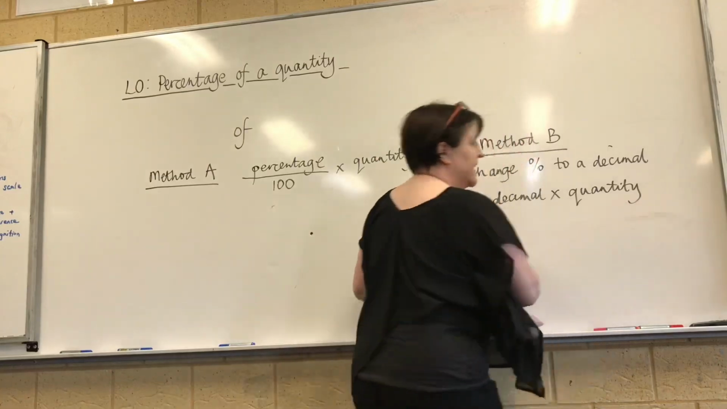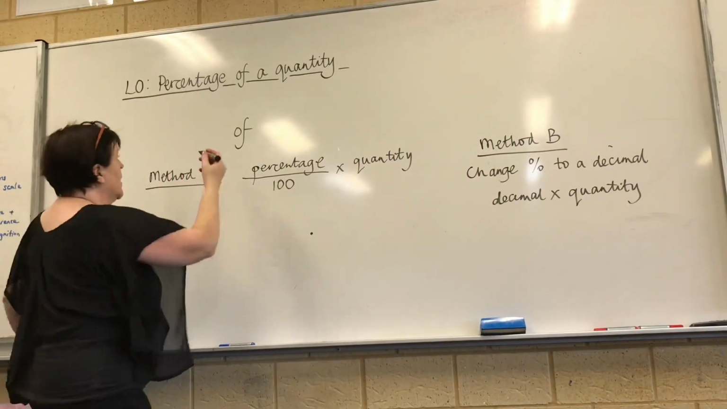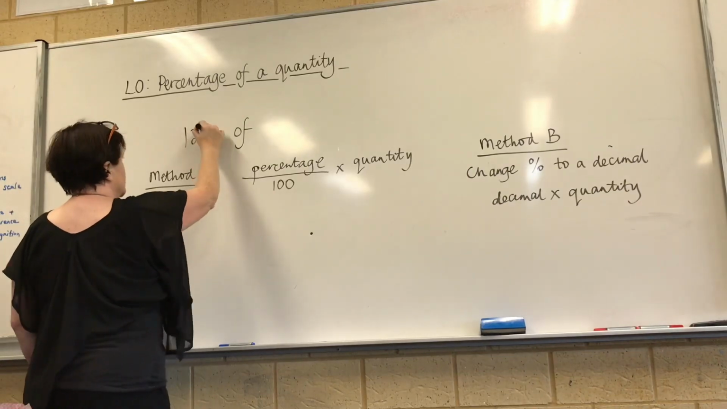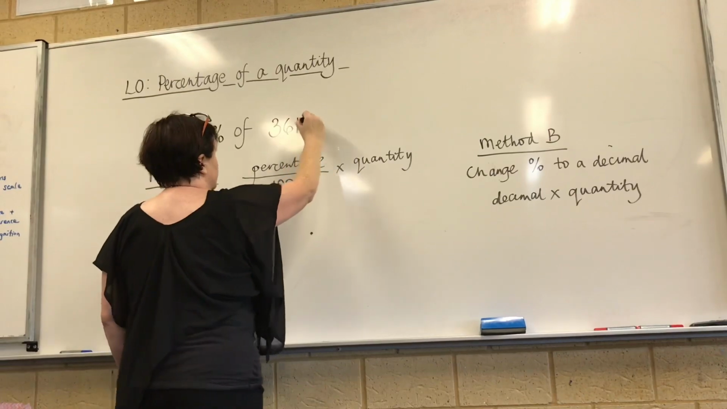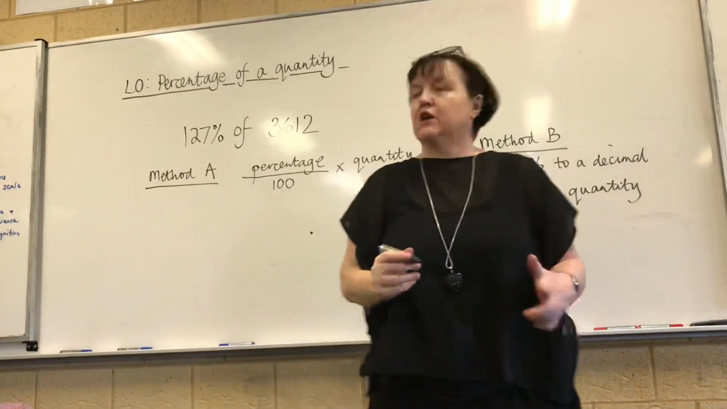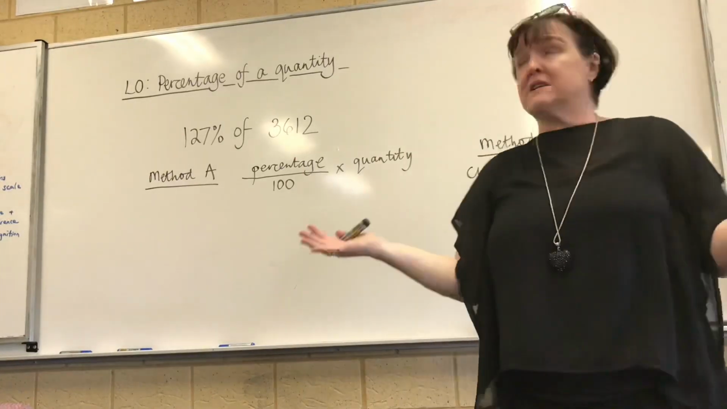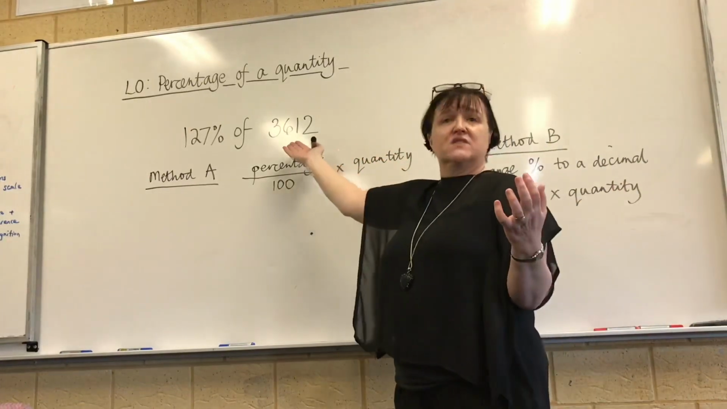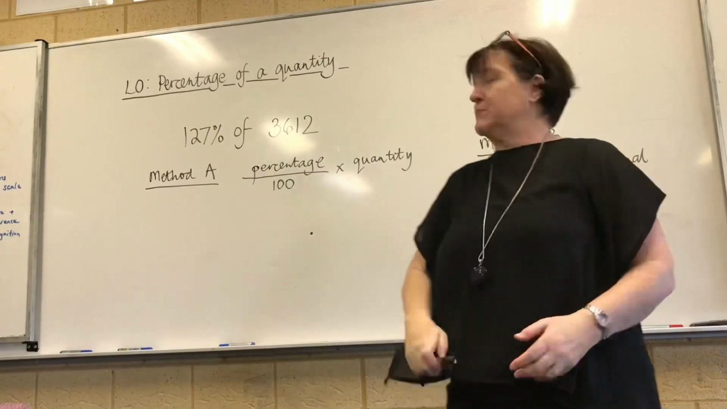Now, when we've been looking at percentages, you can have a percentage bigger than 100. So what we're going to do here is 127% of 3,612. Okay? So we're going to increase 3,612 by 27%. We're going to find 127% of it.